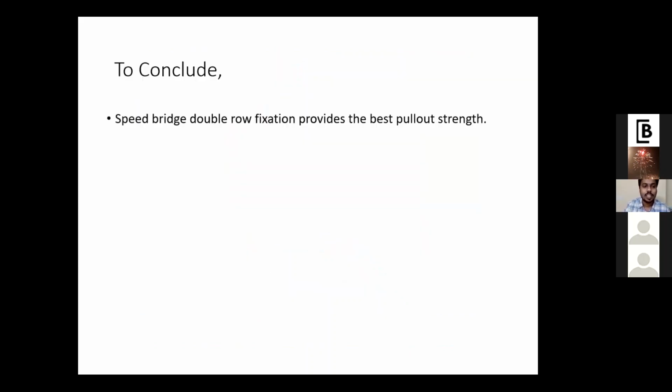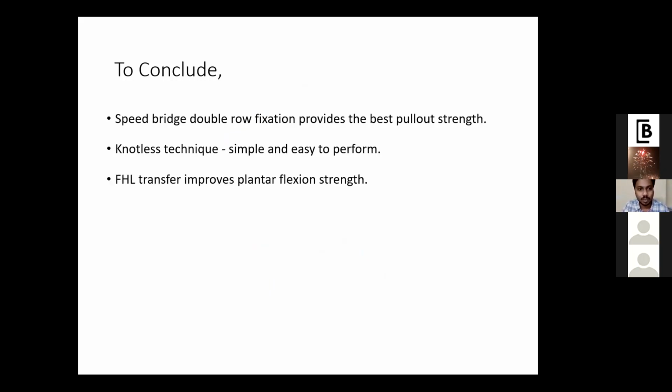To conclude, speed bridge double row fixation provides the best pull-out strength amongst all the possible techniques that are available for degenerative Achilles tendon tears. Knotless technique is simple and easy to perform. It does not require complicated steps, complicated knotting techniques as well.